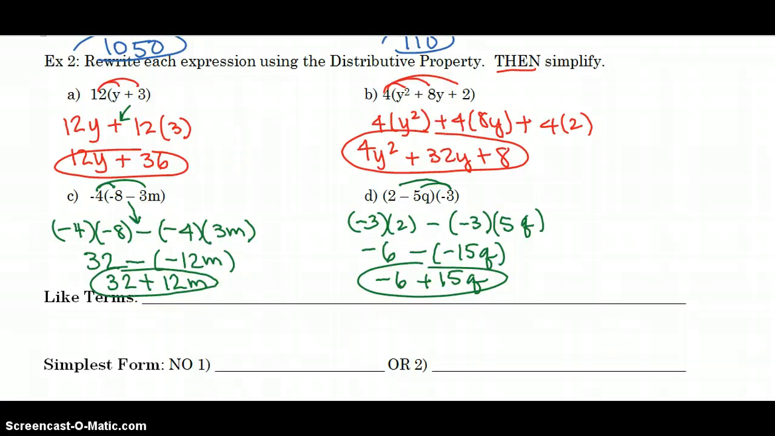All right, so I've said several times, I've said the words like terms. To be like terms means that they have the same variable.